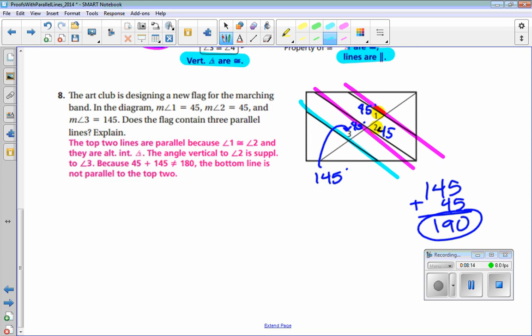Okay? So you guys need to change your answers. I saw so many yeses. So please cross that out. It is not true. Okay? Only the two lines are parallel, not that third one.